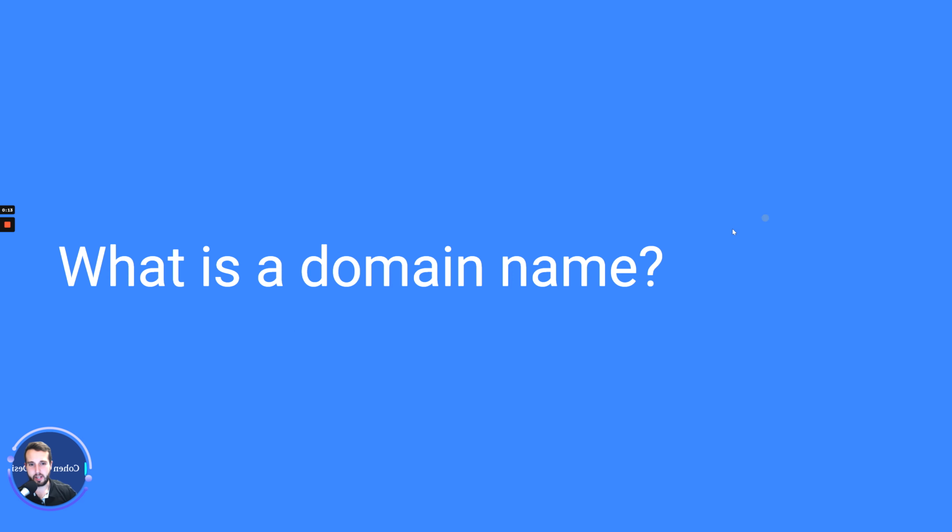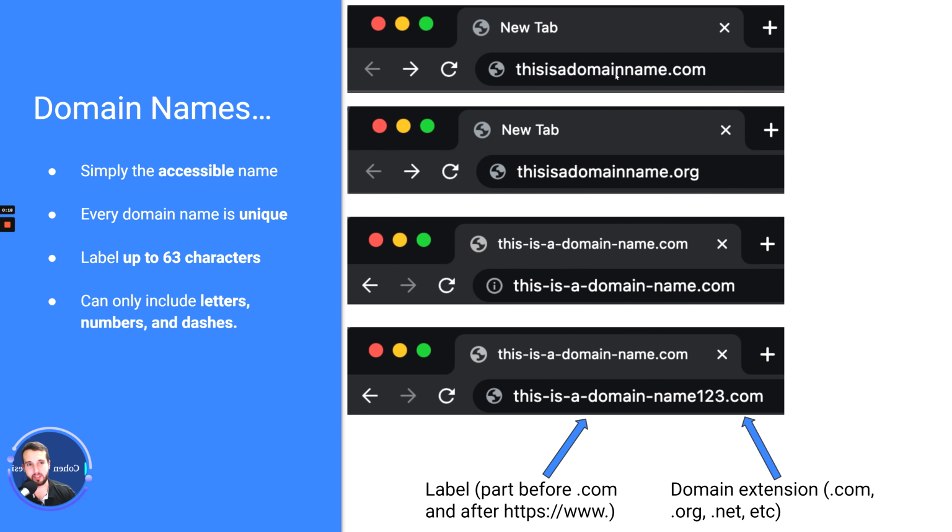So getting started, what is a domain name? To answer this question, we're going to take a look at this slide right here. A domain name is simply the accessible name that people type into their address bar up top in order to get to your website. Every single domain name must be unique, all right? So if you're going to youtube.com, that's only one website. There are no alternative youtube.coms. If there were, it would have to be youtube1.com or youtube2.com or any other name. So every single domain name is unique to start off.